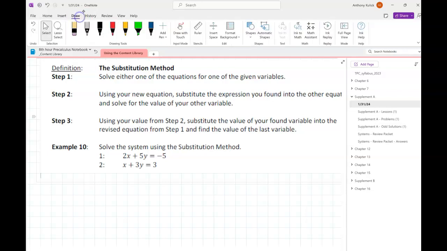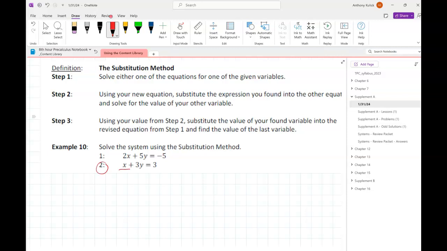So it doesn't matter which equation we use and which variable we get by itself, but we can make our life easier by choosing well here. So look at equation 1 and 2. Which variable from which equation would be the one that Mr. Kulik would suggest getting by itself? The x from equation 2.